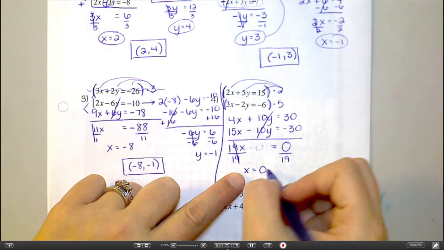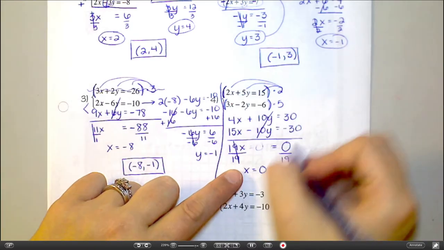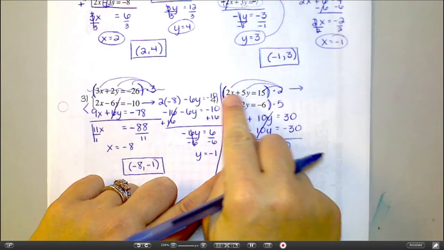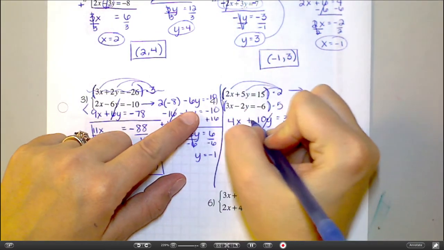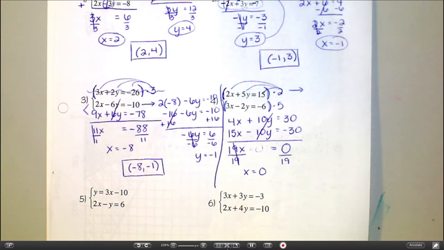Then I'm going to plug that 0 back in, maybe on the top, and I'm going to go to the original. You could use these multiplied ones. So really you could use this, this, this, or this. Any one of those equations would work.